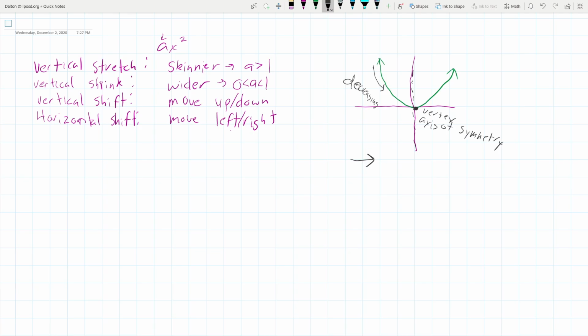And so I'm reading left to right. I have decreasing, decreasing, decreasing. I hit this axis of symmetry. I hit the vertex. And then my graph starts doing something else. It starts increasing. It starts going back up.